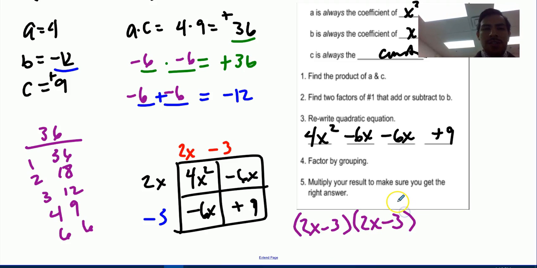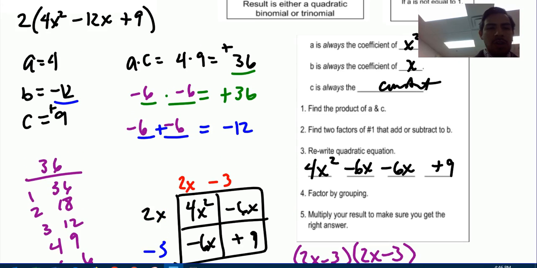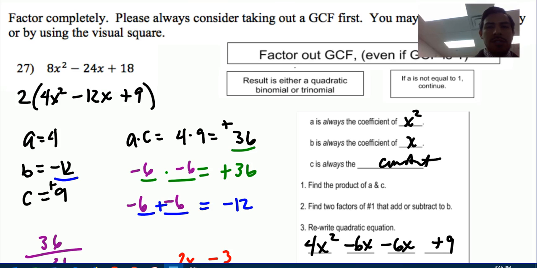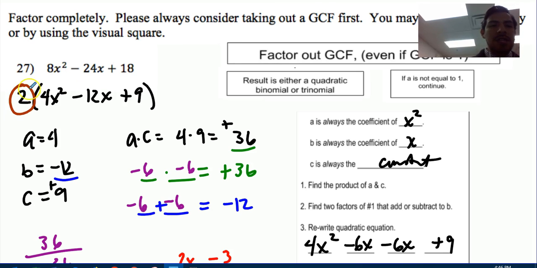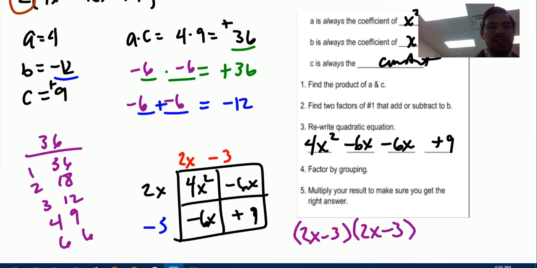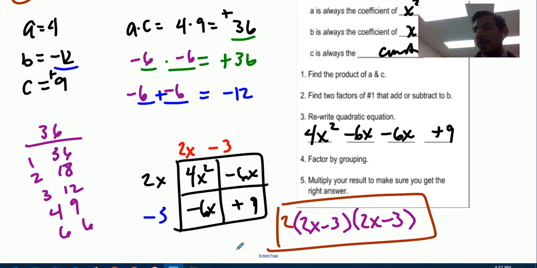And now here's the thing that's going to kill you. Not only is it that, it is also, you see this? I knew we would miss that. It's tricky. That GCF that we took out first needs to be included in our answer. So I'm going to put a 2 here, and now I'm good. And now we are on our last one.